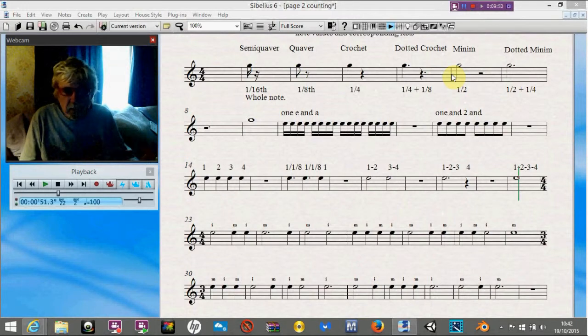So if you start getting into these lessons, come back to them, and we'll slowly progress through until we have a full piece that we'll be playing at the end. So let me just play this through for you.